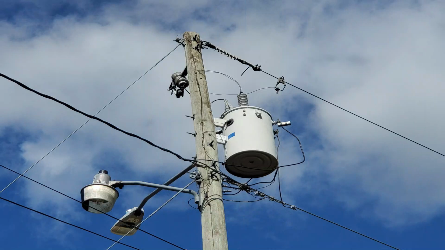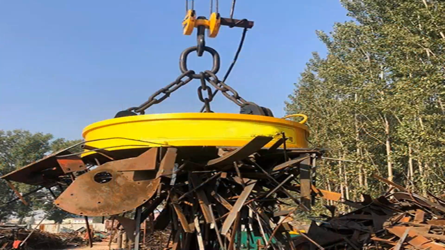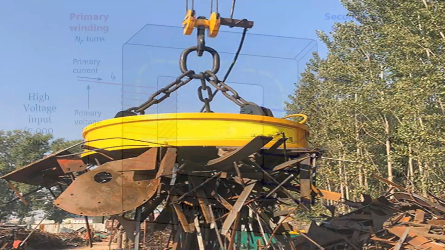The transformer works like this. When a wire is energized with voltage, an electromagnetic field is generated around that wire. If you coil that wire around an iron core, it will magnetize that core, creating an electromagnet. You can see these in use in the scrapyards to move metal around. We adapt this effect to create a transformer.